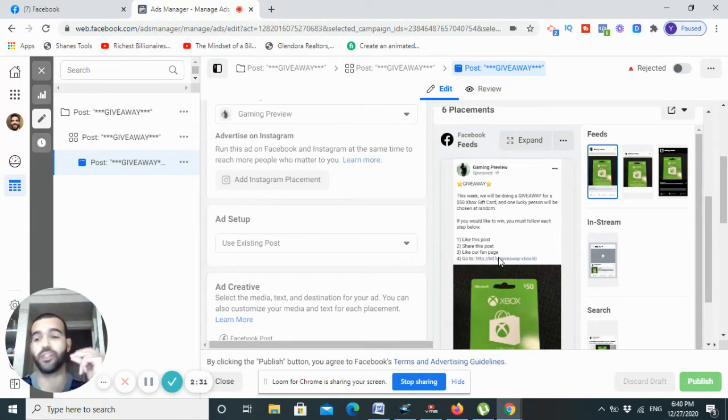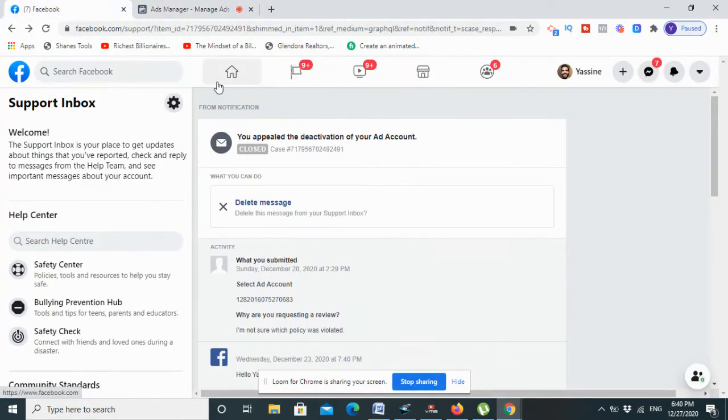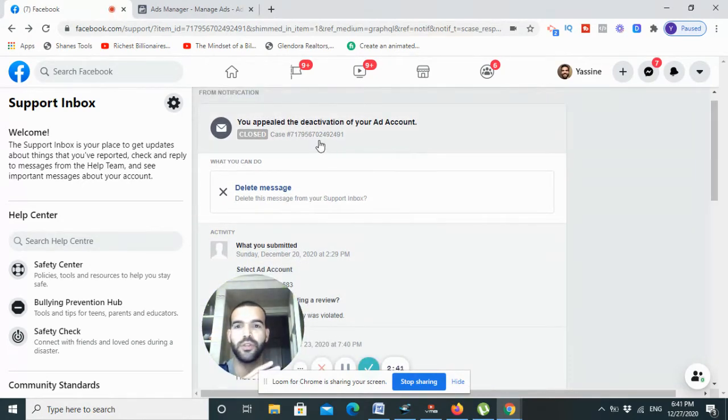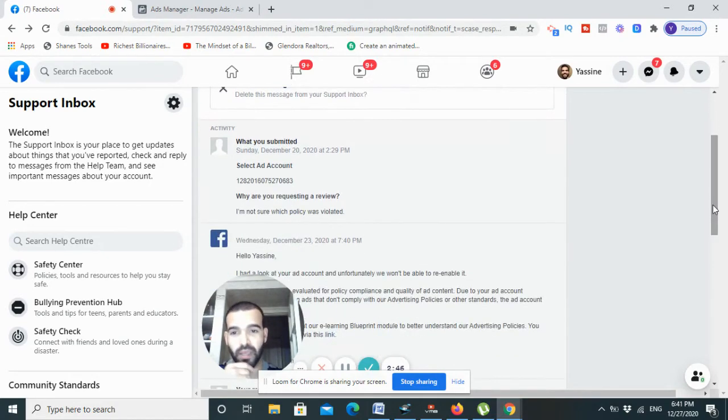But just the moment I ran it, I got a message from Facebook. As you can see here, Facebook was saying that my account was totally deactivated. I just appealed the decision. As you can see here, it was December 20th, 2020. And I was not sure which policy I violated. Then I understood it was probably the fact that I was targeting people under 18 years old.